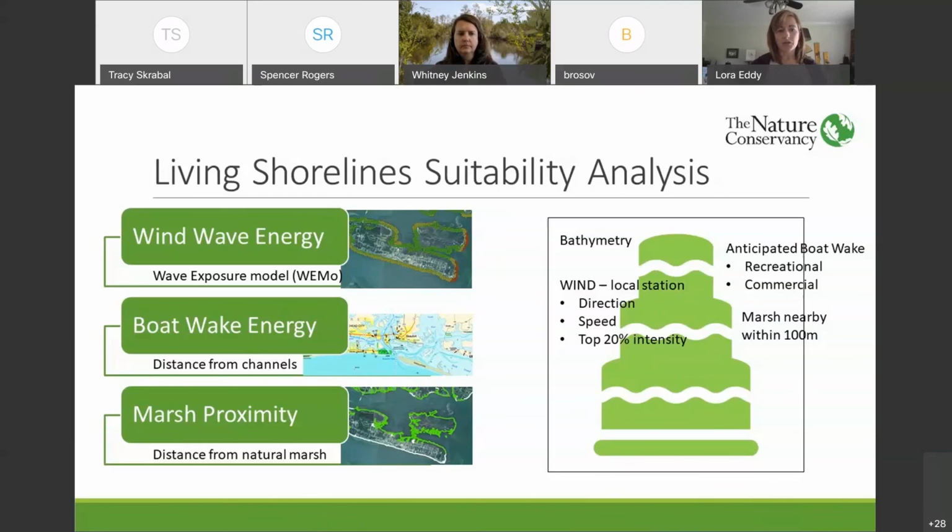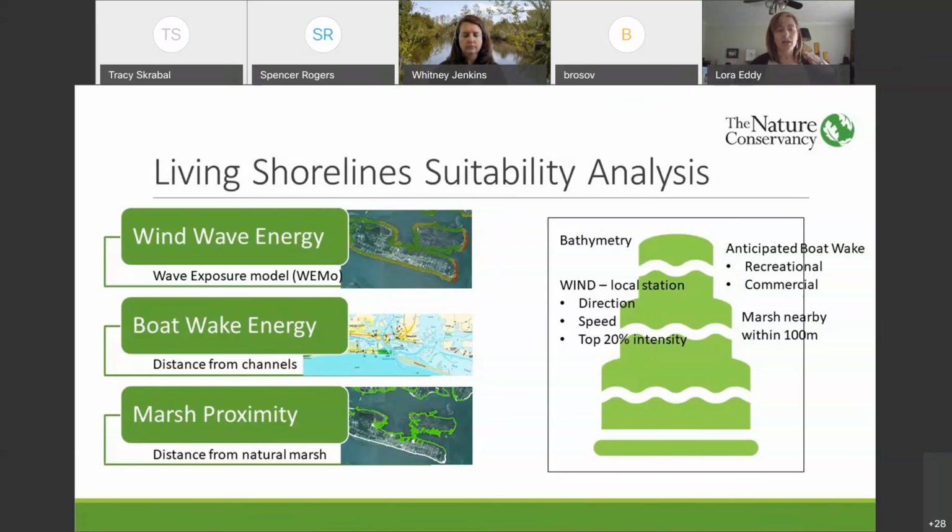The second factor they used was boat wake energy. So we know that boat wakes are making waves, but research has shown us that the wake and that wave will only travel so far before it peters out. And so they based their analysis and the indexing upon the distance of the shoreline point from those existing navigational channels.